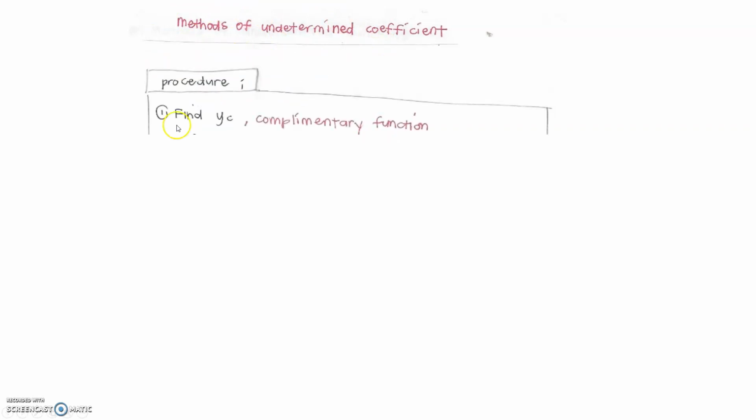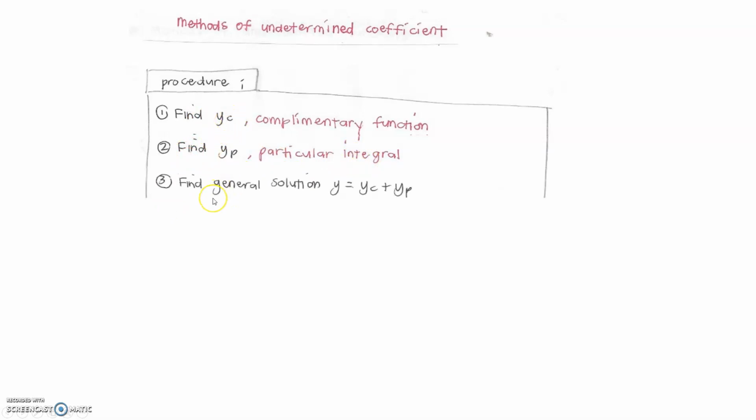Okay, so the first procedure, the first step, is you need to find the yc. yc we call the complementary function. Okay, then after you find yc, you need to find the yp, the particular integral. Later on we will see what yc and yp actually are. Okay, the third step, once you find your yc and yp, you can find your general solution of the ODE. So your general solution y is equal to yc plus yp. And then the last part will be you need to consider the initial conditions if applicable.